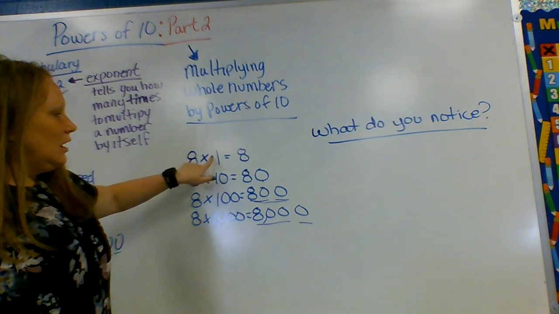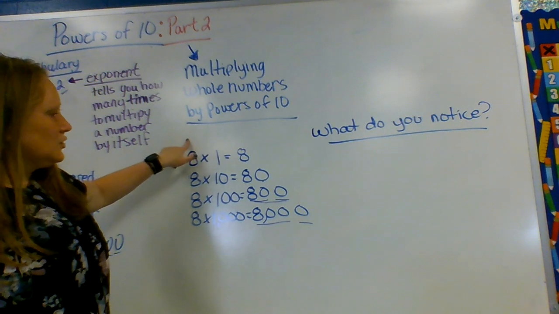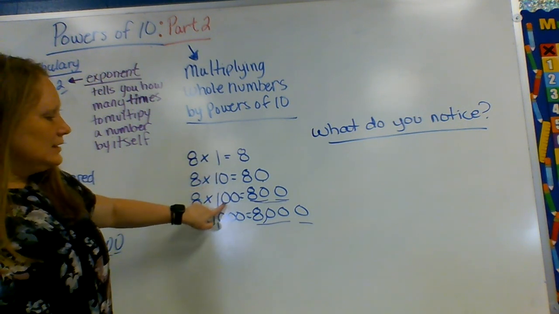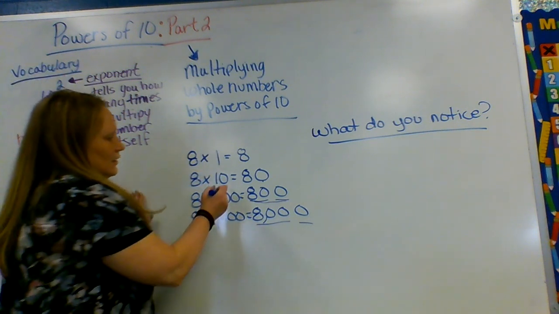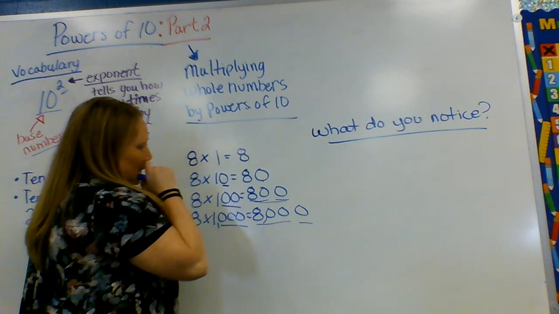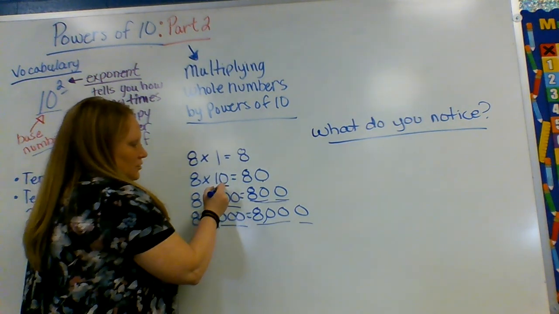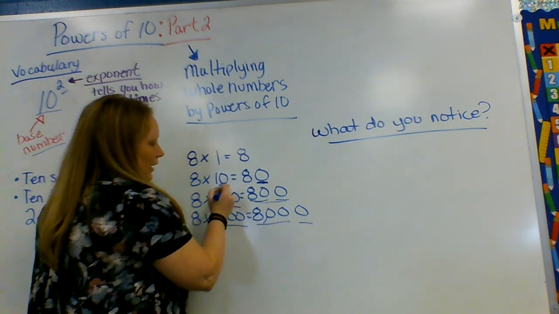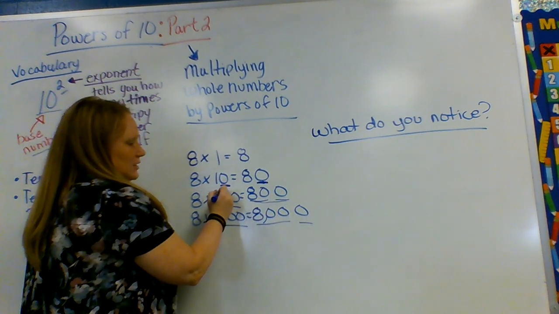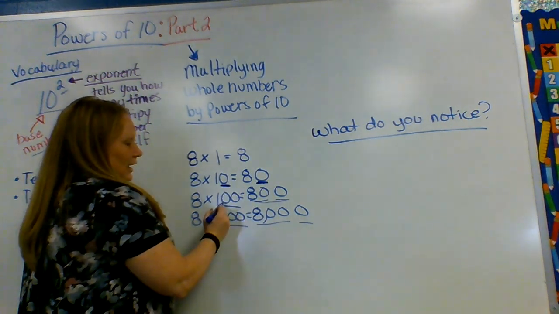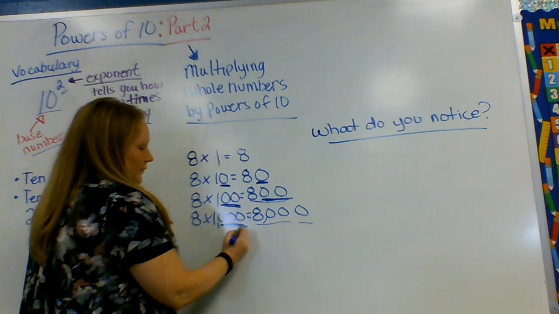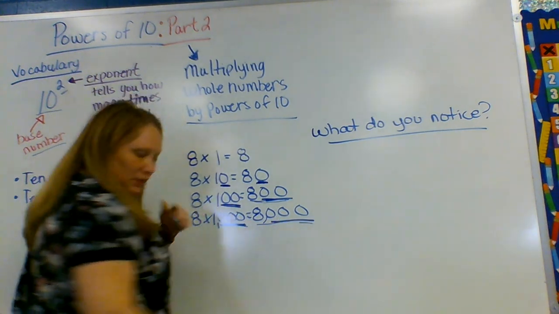Well, look what I did with the factors here. So factor 1 is 8, factor 2 is here. So each time I went down on the chart, I added a 0. 2 zeros, 3 zeros. Okay, you should also notice that however many zeros I have over here equals how many zeros I have over here. So look, 8 times 10, 1 zero, 1 zero. 8 times 100, 2 zeros, 2 zeros. 8 times 1,000, 3 zeros, 3 zeros.